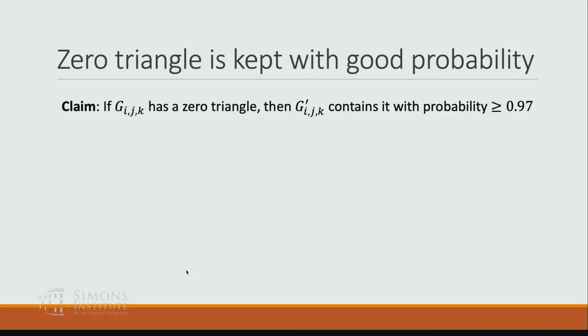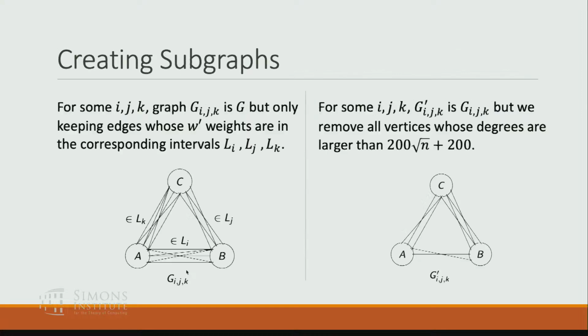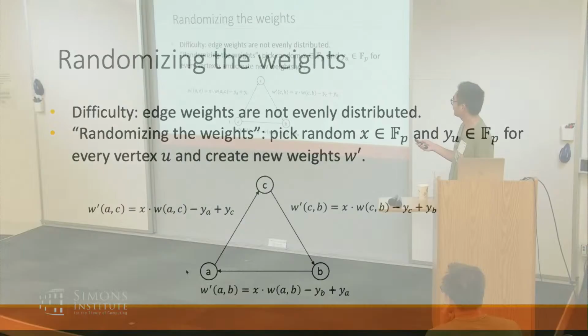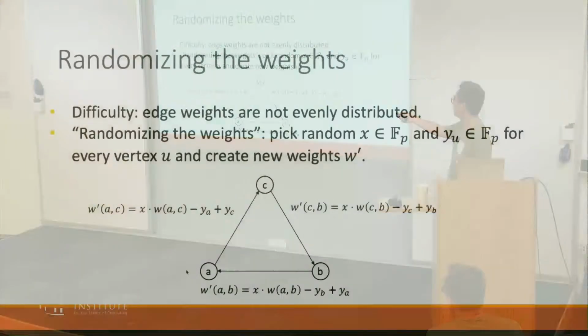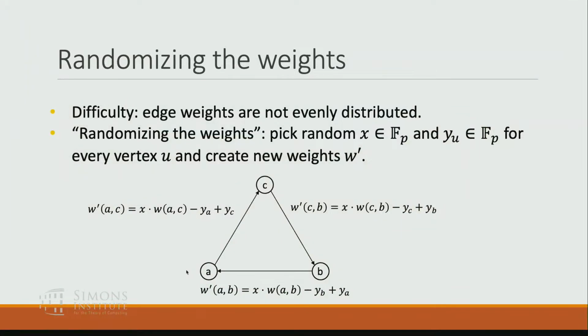Could you please remind us what is the probability space here? What are we taking probability over? The probability is from the random choices of x and y. Thanks.